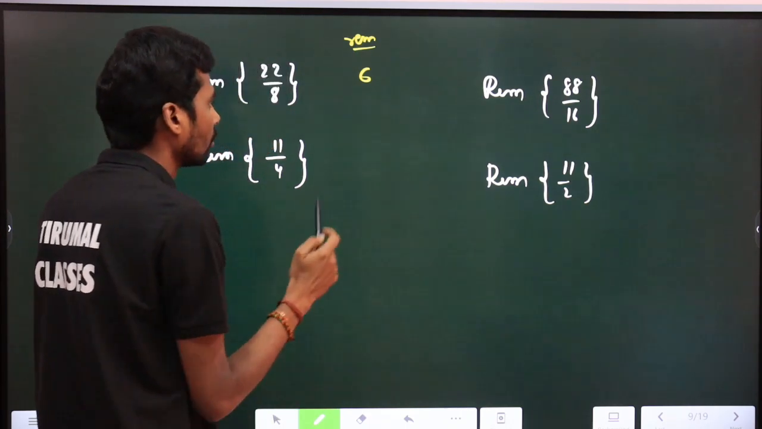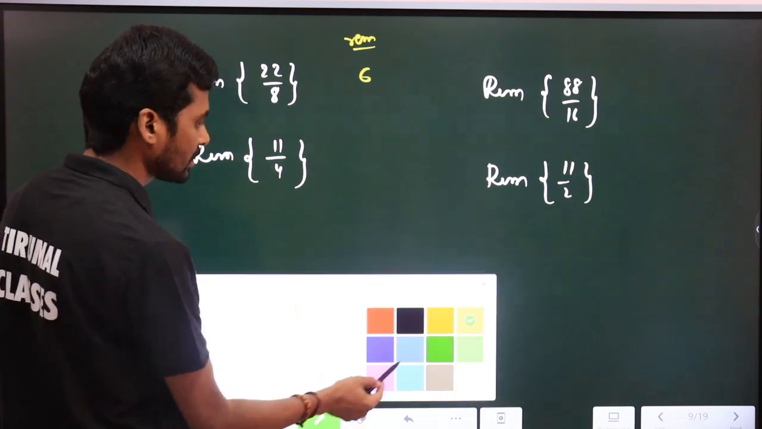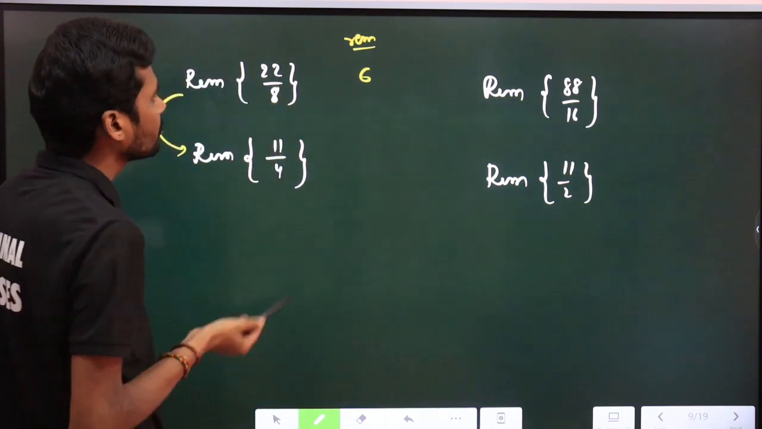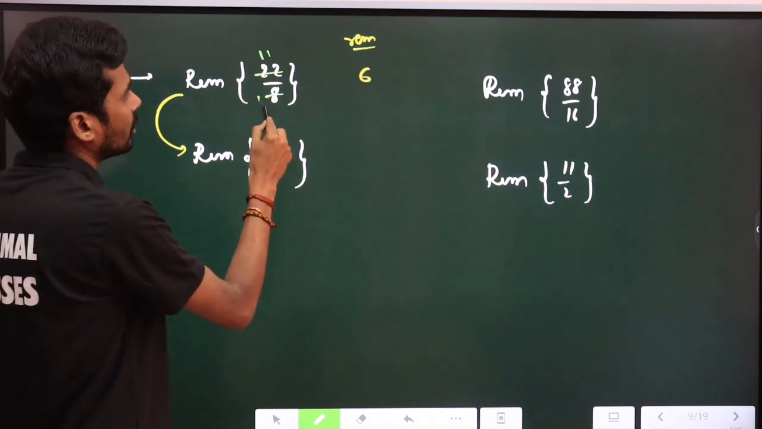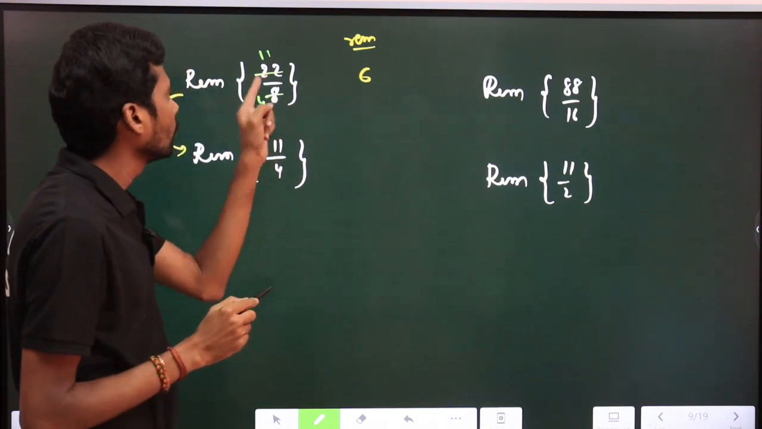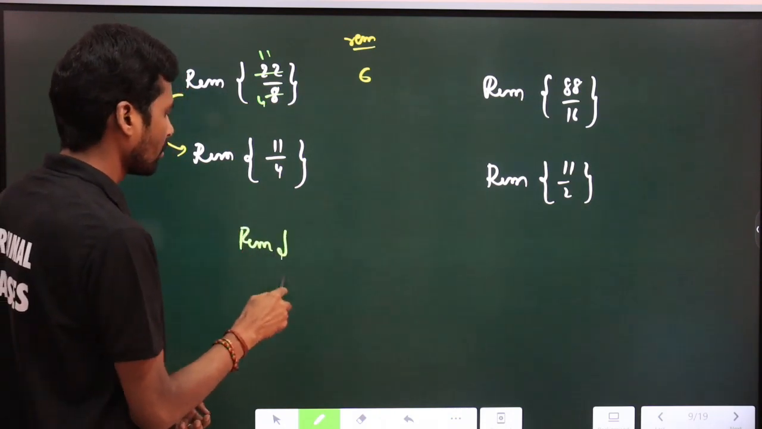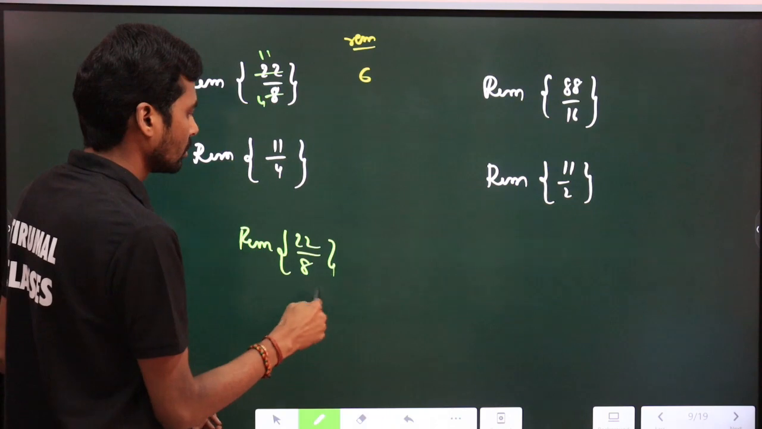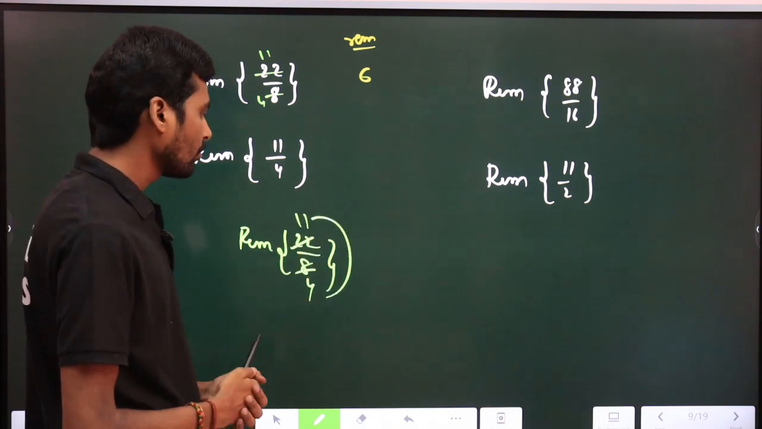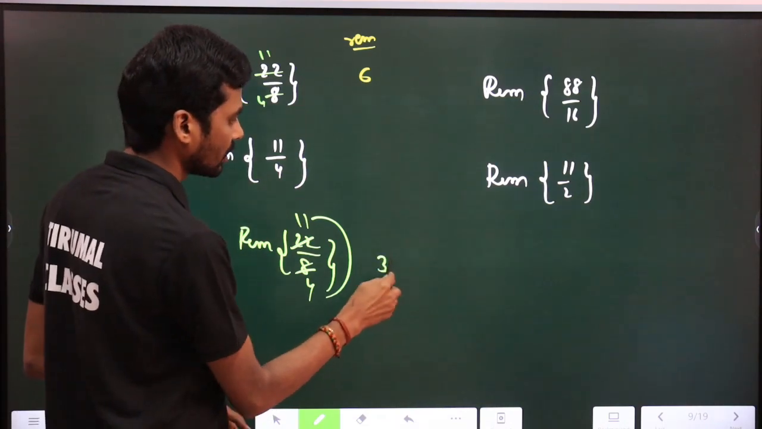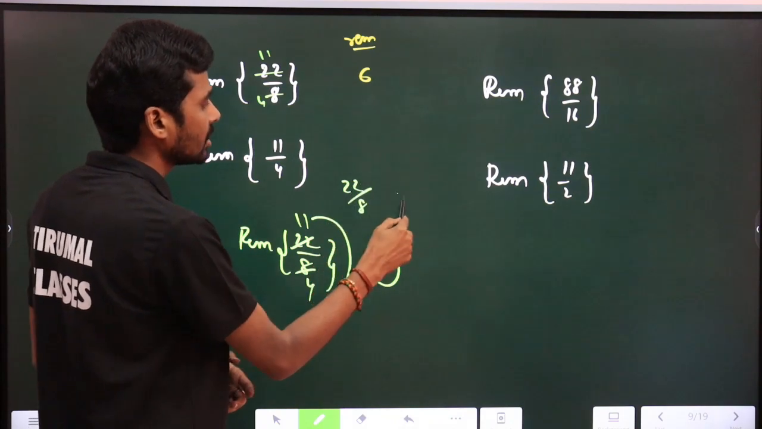Now suppose I ask you the remainder of 11 by 4. What is the remainder of 11 by 4? By using this, we can simplify it: 22 is 2 times 11, and 8 is 2 times 4. When I ask what the remainder of 22 by 8 is, we have 2 11s over 2 4s, so 11 by 4. What is the remainder of 11 by 4? 4 times 2 is 8, the remainder is 3. So don't take that. For 22 by 8, the answer is not 3.